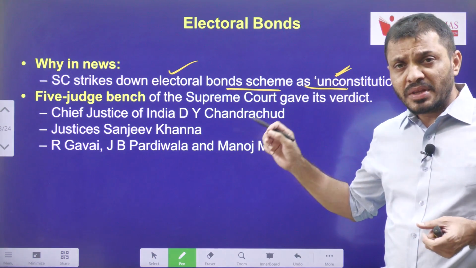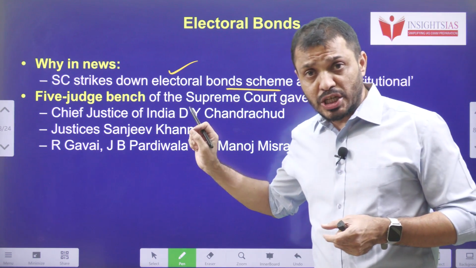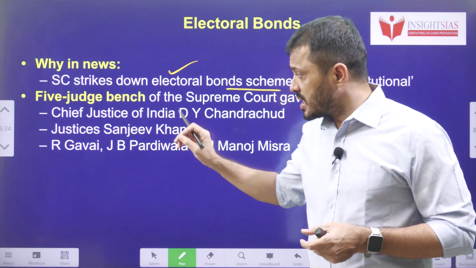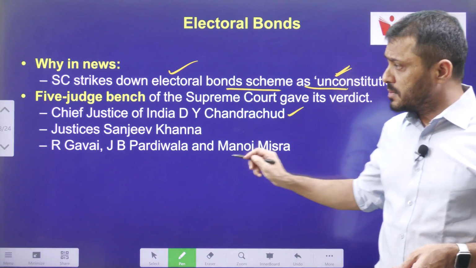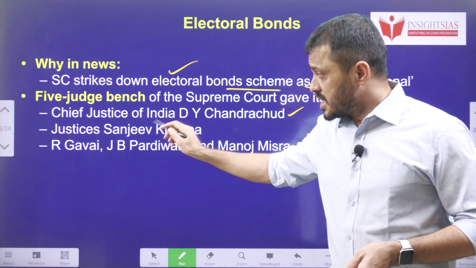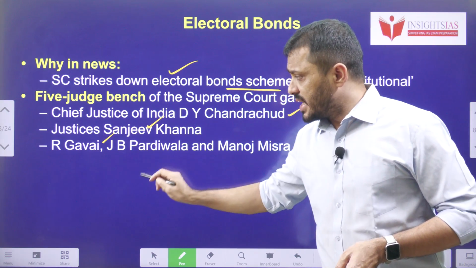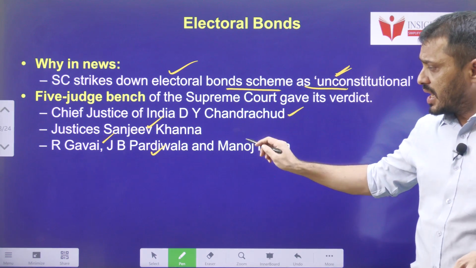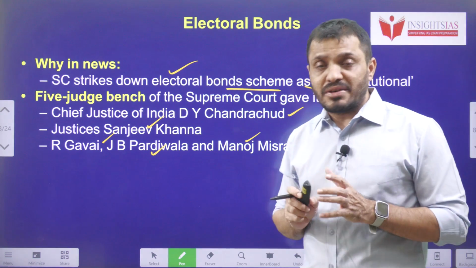It was a 5 judge bench, that means the bench includes 5 judges. They are CJI D.V. Chandrachud and Honorable Justices Sanjeev Khanna, R. Gawai, J.B. Pardiwala and Manoj Mishra. These are the 5 judges.